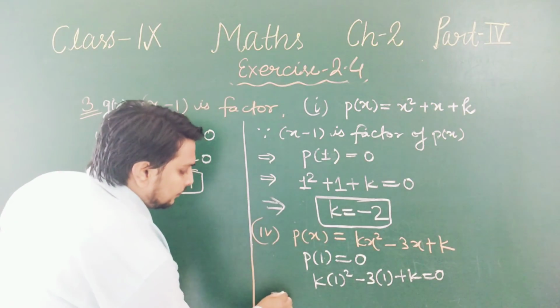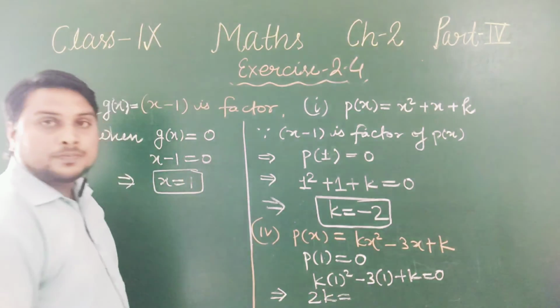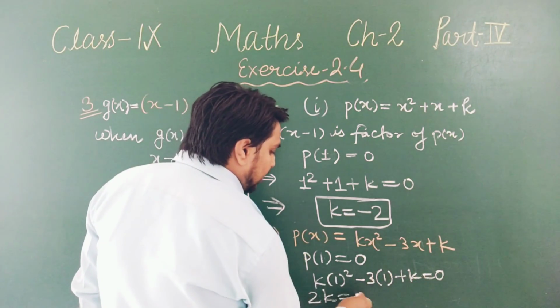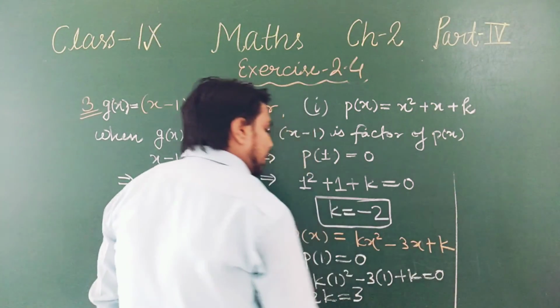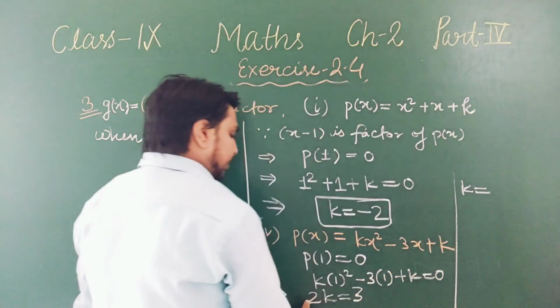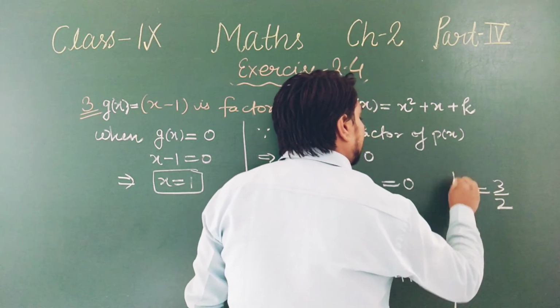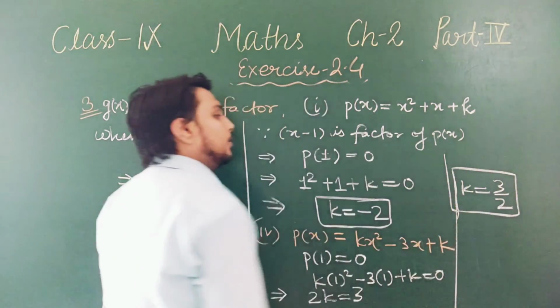2k is equal to minus 3, which will be shifted, then it will be plus 3. So what value of k are you getting? This 2 will shift, then k is equal to 3 upon 2. So this is the value of k for this one.